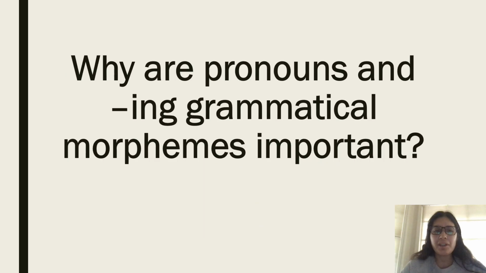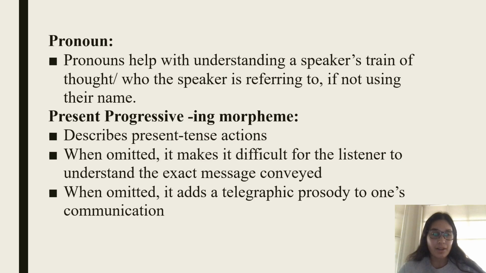So why are pronouns and ing grammatical morphemes important? So pronouns help with understanding a speaker's train of thought and knowing who the speaker is referring to if they're not using their direct name. Present progressive ing morphemes are important because they describe present tense actions. When omitted, it makes it difficult for the listener to understand the exact message that's being conveyed, and additionally, it adds a telegraphic prosody to one's communication when it is omitted.